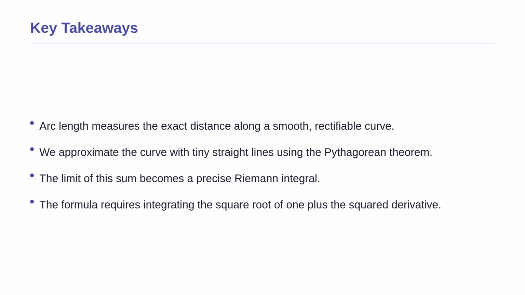Let us summarize what we have learned today. We discovered that arc length is the exact distance measured along a smooth, rectifiable curve. We built our understanding by approximating the curve with tiny straight line segments, relying on the simple Pythagorean theorem. By taking a mathematical limit, we transformed those rough straight line additions into a precise Riemann integral. Finally, we learned that the core formula simply requires us to find the derivative of the curve, square it, add 1, and integrate the square root of that result.